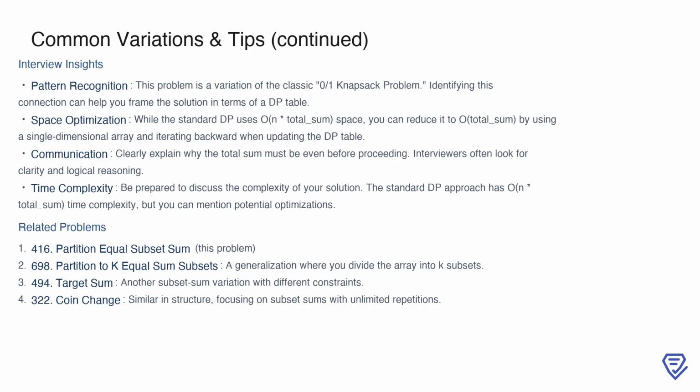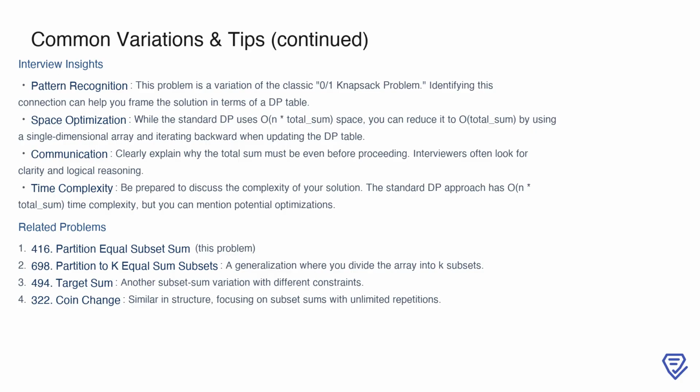Clear communication is also critical. Be sure to explain why the total sum must be even before diving into the solution, as interviewers value clarity and logical reasoning. Furthermore, you should be prepared to discuss the time complexity of your approach. The standard dynamic programming solution runs in O(n * total_sum), but mentioning potential optimizations can demonstrate a deeper understanding.